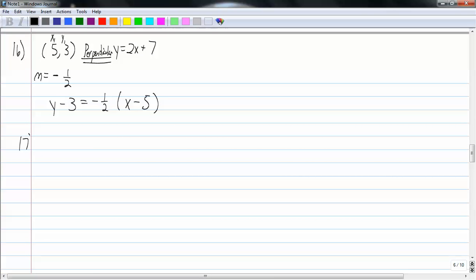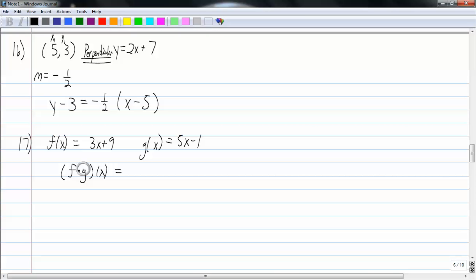Number 17, it says for the given functions f and g, find the indicated composition. So we're given f of x equals 3x plus 9, g of x equals 5x minus 1. Find f of g of x.